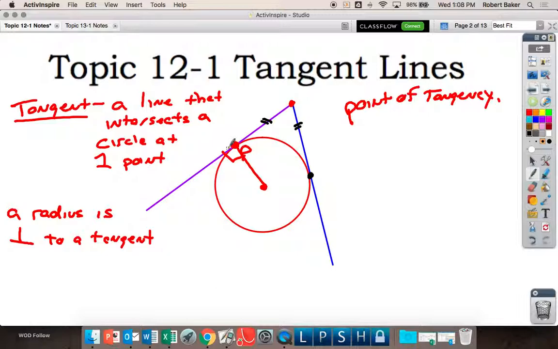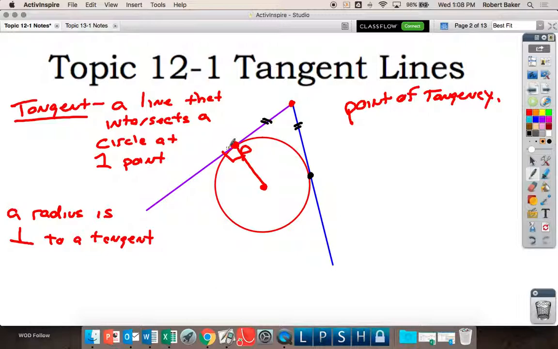And that's where I broke you. Does that make sense? So if two tangent lines share a common point, the length of those two tangent lines is congruent. Does that make sense? Yes, sir.